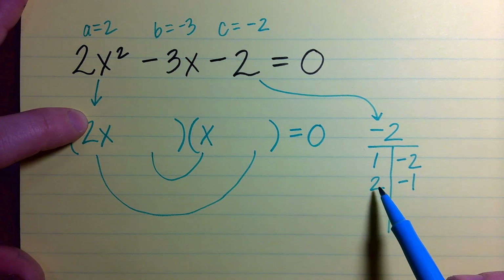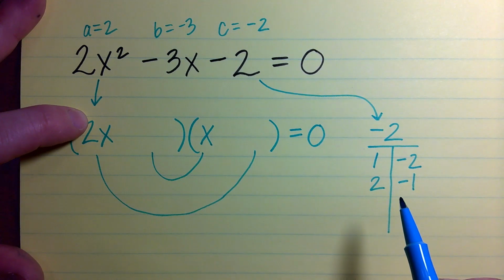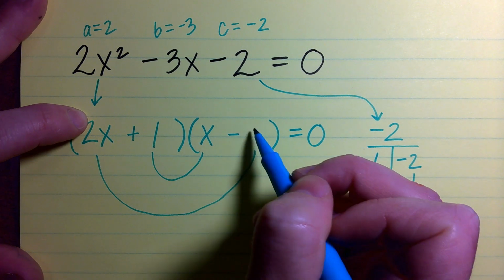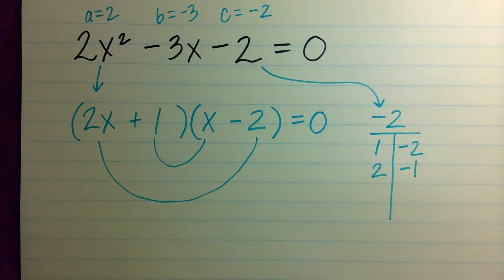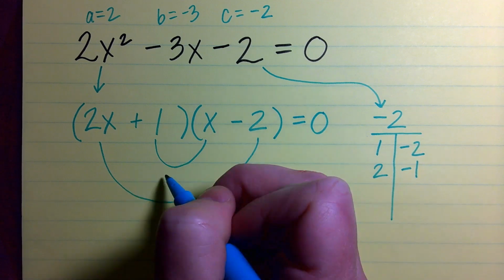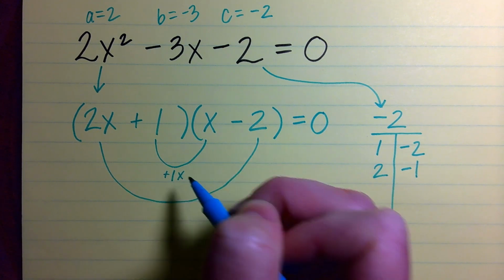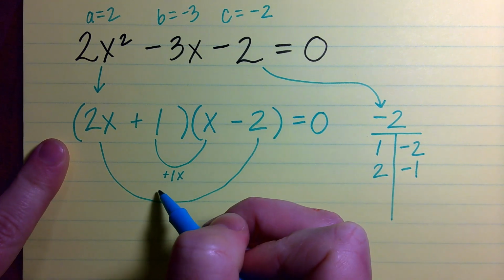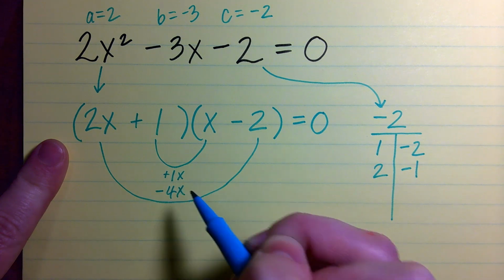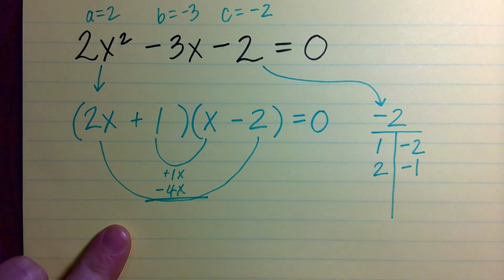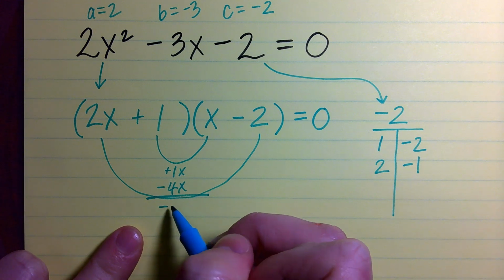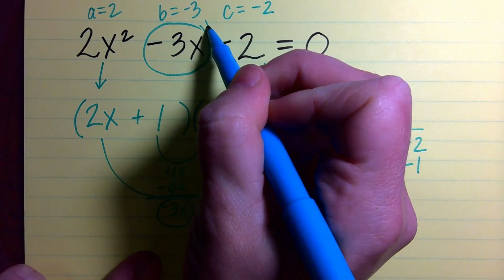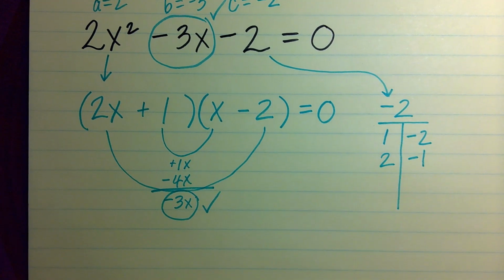2 and -1? 2 times -2. Okay, so 1 and -2. Let's try that. Okay, so what is 1 times x? 1x. 2x times -2? -4x. And what do you know? 1x minus 4x is -3x. So, we got it. Those are the correct factors.